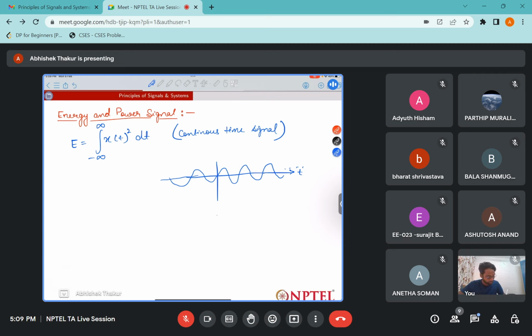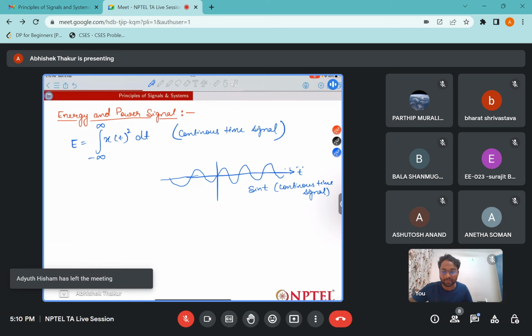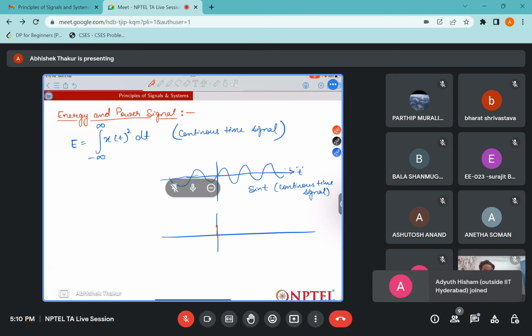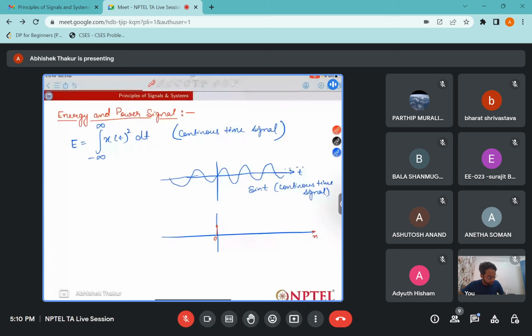Now when there is a discrete signal, let's suppose this was sin t, a continuous time signal. And if you feel any difficulty or any doubt in between, then you can ask. Now let's suppose there are some signals which are discrete in the time domain, like a sequence or a series form. Let's suppose for n equal to 0 it is defined, for n equal to 1 it is defined, for n equal to 2 it is defined. But it is not defined for all values in the time domain. Between 0 and 1, it is only defined at 0 and 1, not at 0.5 or 0.2. So such kinds of signals are called discrete signals.